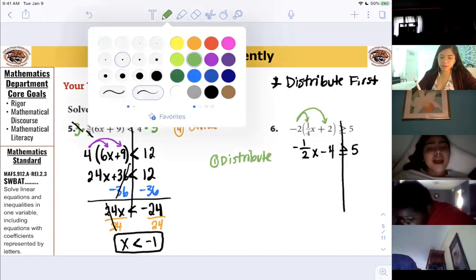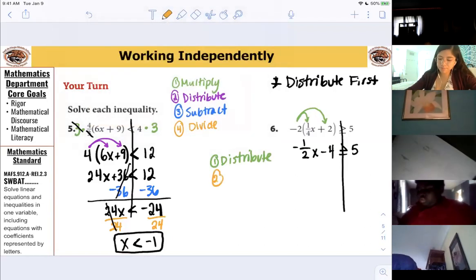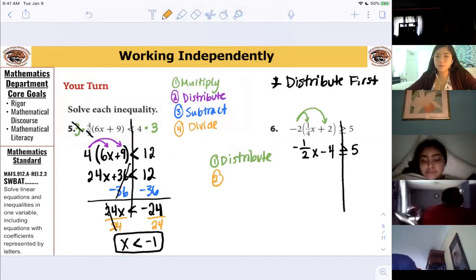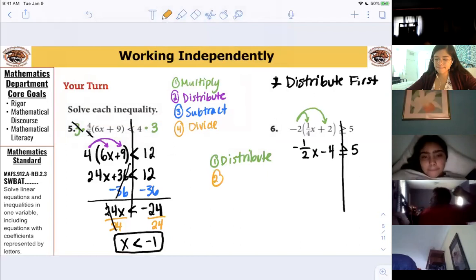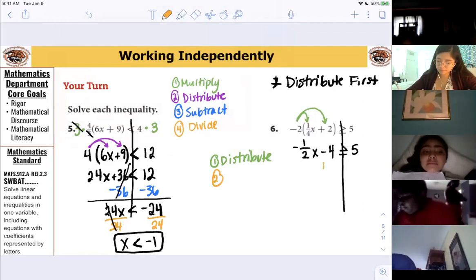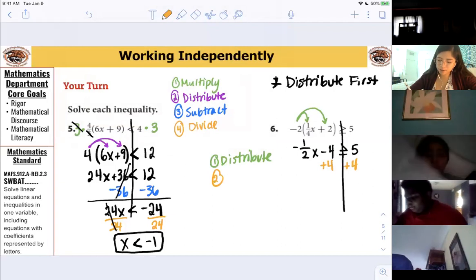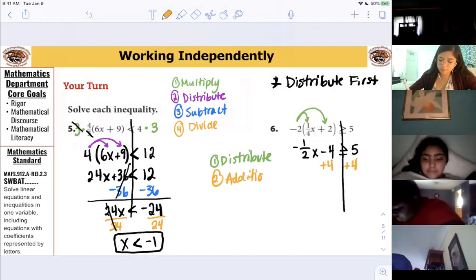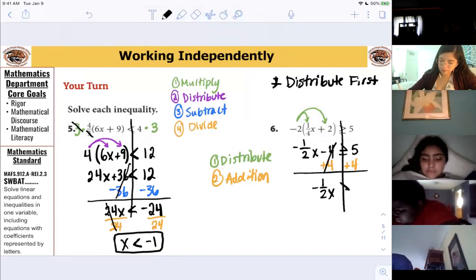Okay, so now I can go ahead and go to step 2. I'm trying to get x by itself, so what can I move over to the other side? Four. Yeah, move that 4 over. What operation can I use? Addition. Exactly. You're going to add 4. I'm left with -1/2 x is greater than or equal to 9.